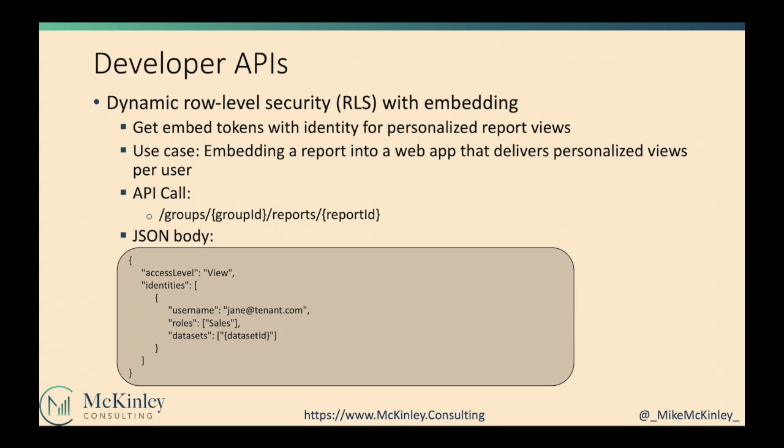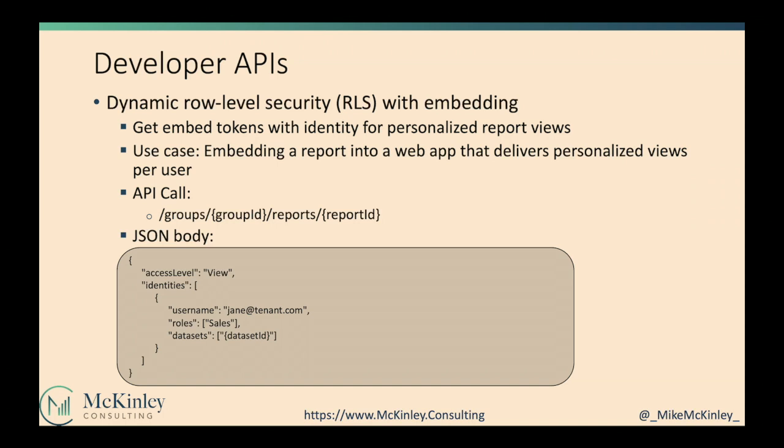So one of the options that you can do if you're a developer is that you can use row-level security embedding. And one of the nice things about Power BI row-level security is it means that a person can only see the rows that they are entitled to see. And so you can basically imprint a person's identity onto the requests that they are getting.